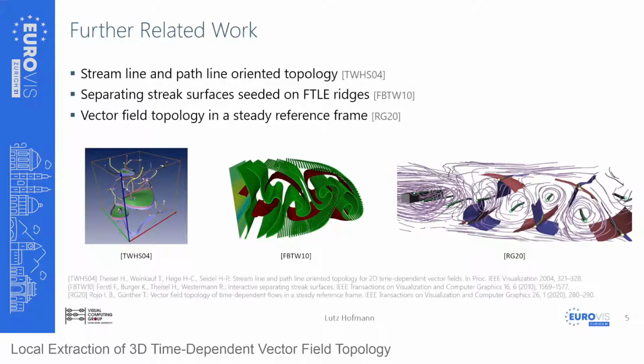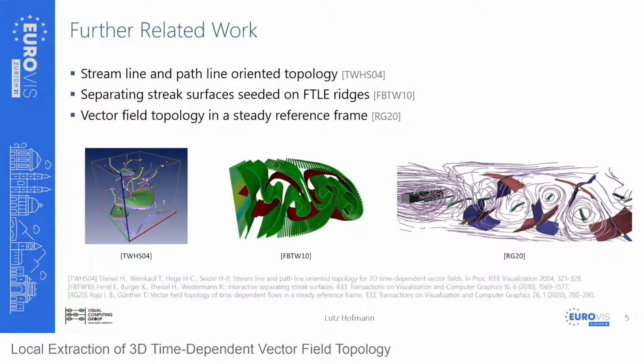Other approaches to time-dependent vector field topology include the streamline and pathline oriented topology as proposed by Theisel and colleagues, who consider the temporal evolution of critical points and periodic orbits, as well as local properties of path lines. Ferstel and colleagues seeded streak surfaces on FTLE ridges in order to obtain separating streak surfaces, where they make use of the advection properties of these FTLE ridges.